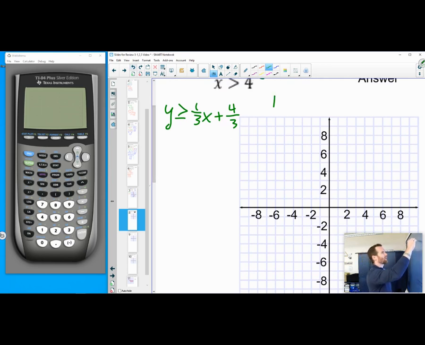So let's think. That's going to be like 1 1/3. So let's go 1 and up 1/3. Maybe it's about there. This graph isn't going to be perfect, but it's okay. So then we've got to look at our slope. So it's up 1, right 3.